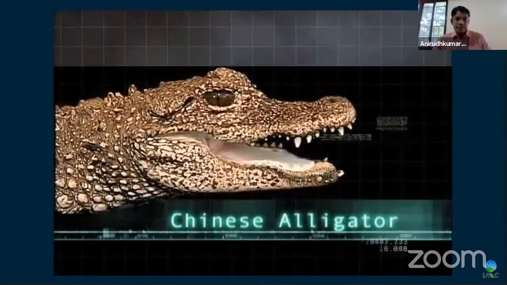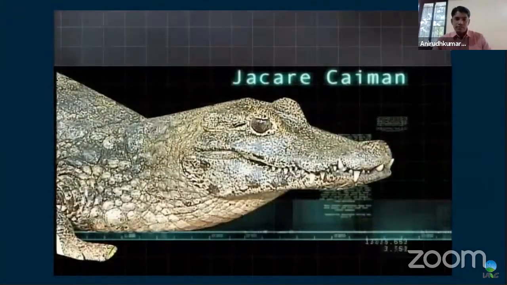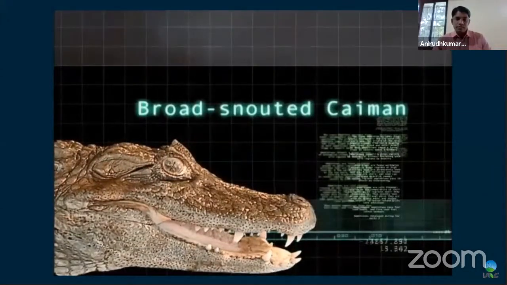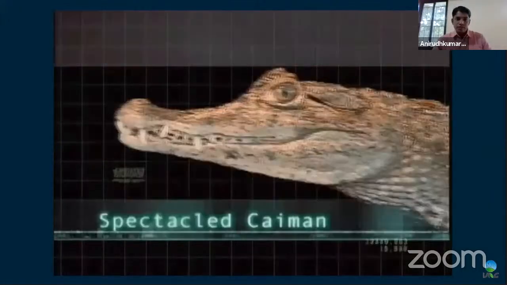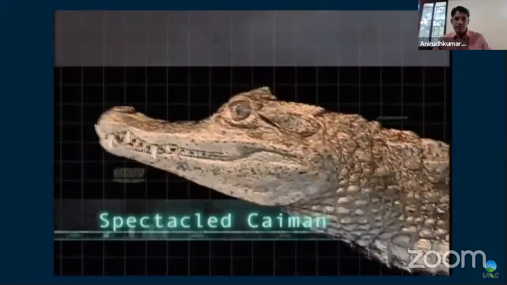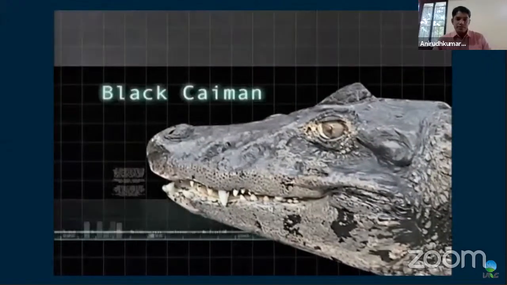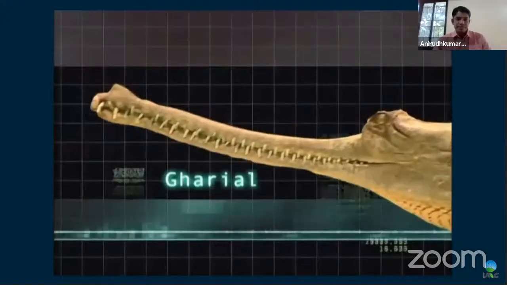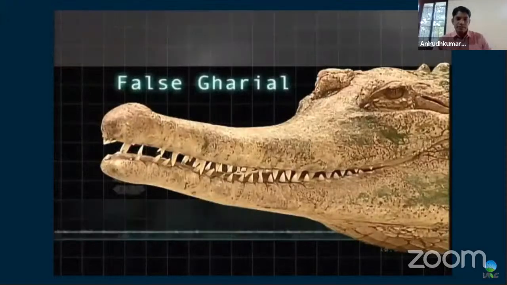American alligators. You can see the diverse variations of this species. This gharial, which is found in India. Looks like a gharial, but not a gharial.